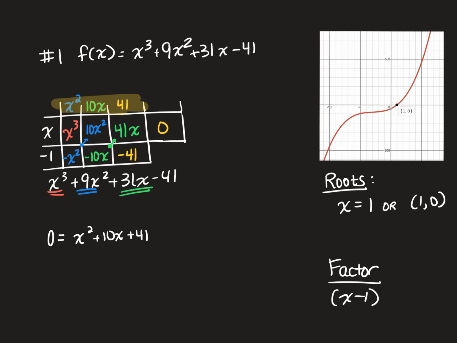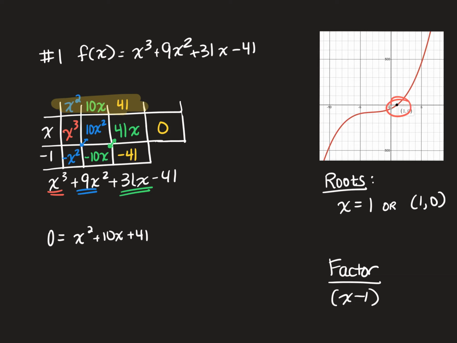Now you could try factoring this, but chances are, in looking at the graph as well, we see there's only one place that this function crosses the x-axis, so there's probably only one real root, which means we aren't going to be able to find the other 2 roots by factoring. We're going to have to use the quadratic formula.